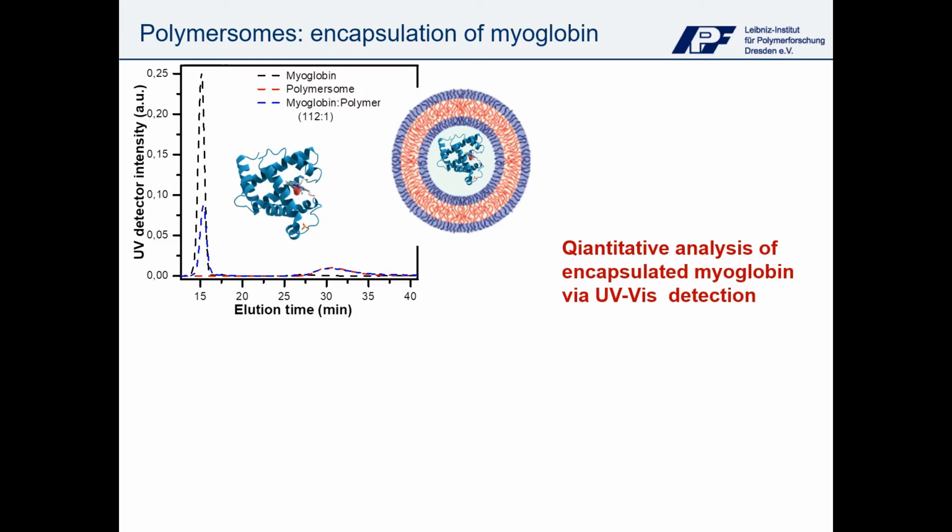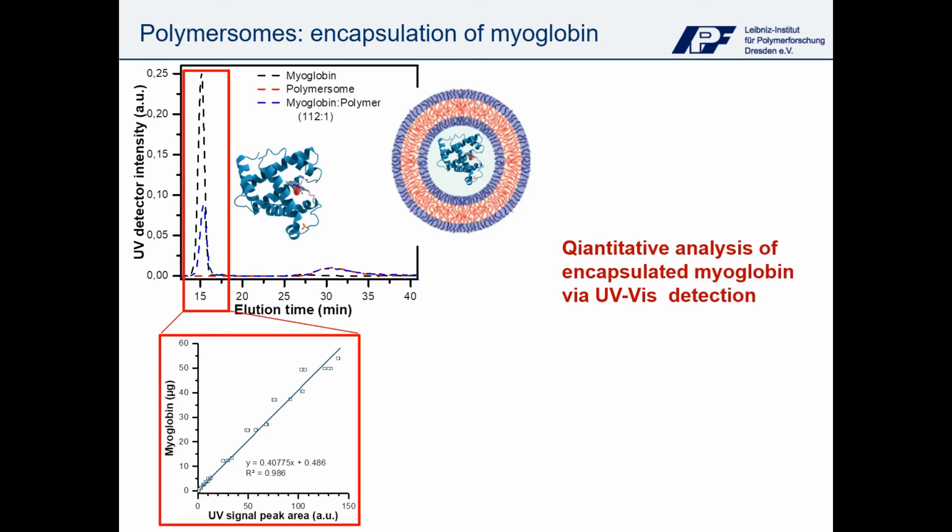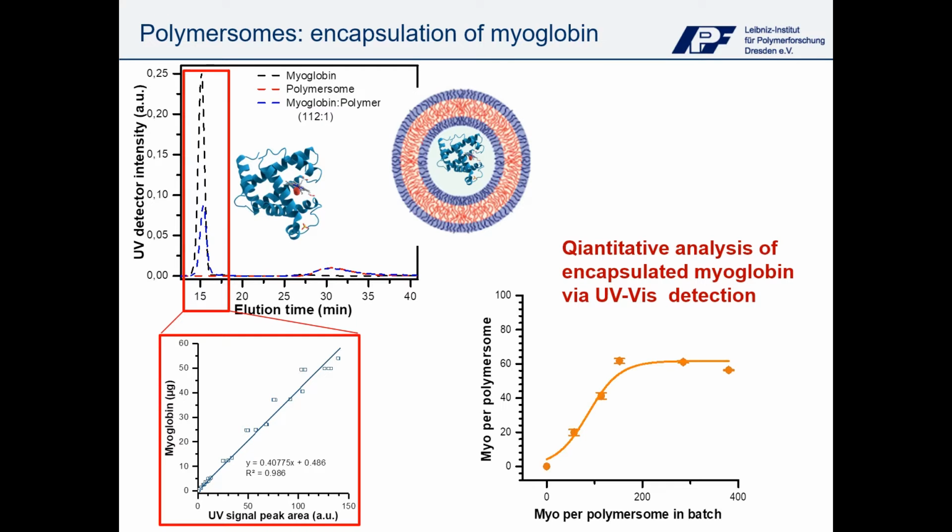This means that by detecting the residual myoglobin which is not encapsulated in the polymersomes, we can back calculate the amount of encapsulated myoglobin. For this purpose, we first have to calibrate the UV signal area in order to obtain quantitative analysis of the free myoglobin. This quantitative analysis gives us directly the encapsulated myoglobin via this UV detection, showing that we are able to obtain up to 60 myoglobin molecules encapsulated in our polymersome structures.